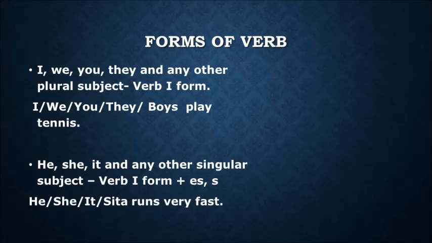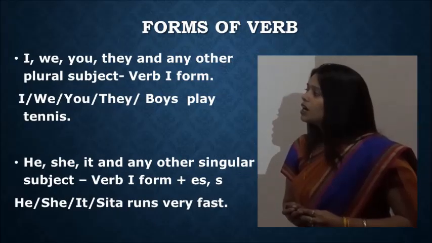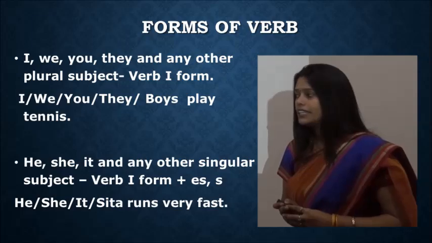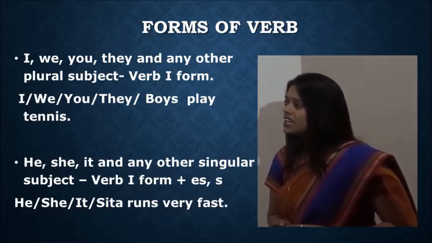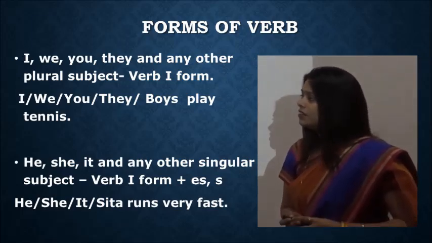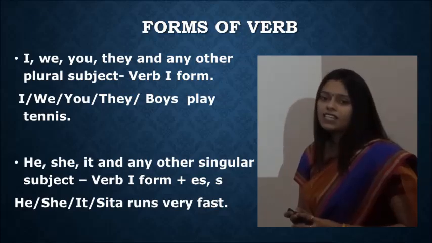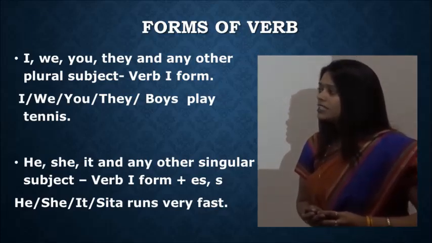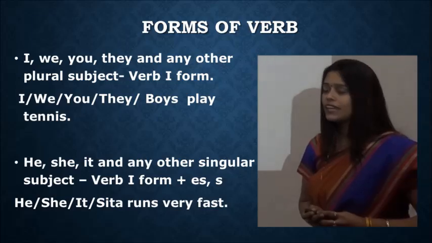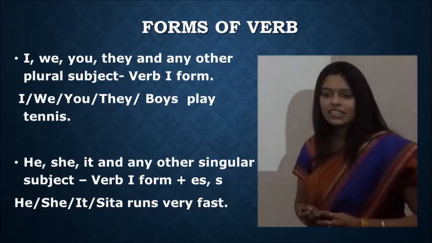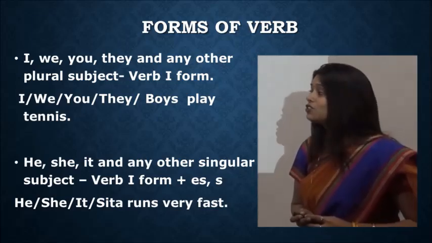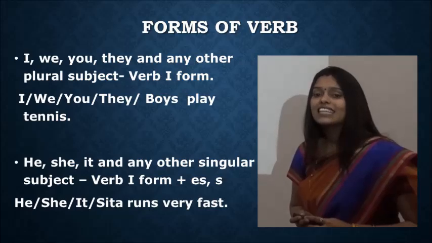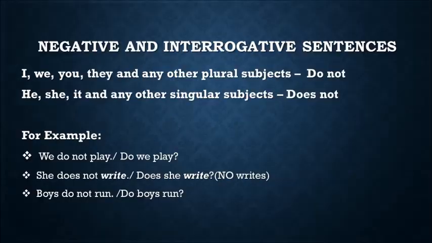Moving on to next one. He, she, it and any other singular subject will always take verb's first form plus es or s. Now in this case, he, she, it or Sita runs very fast. Now runs very fast. Look at this aspect, because all these things are singular. Right. So all these subjects are singular. We have to be very cautious while putting s and es. Right, students?